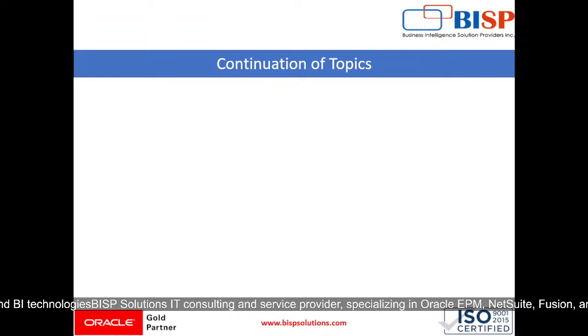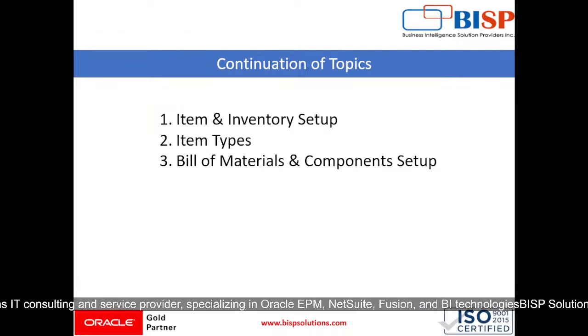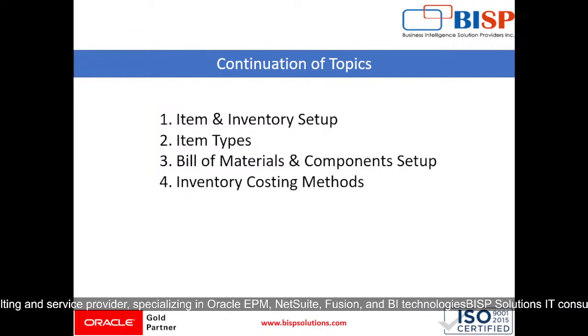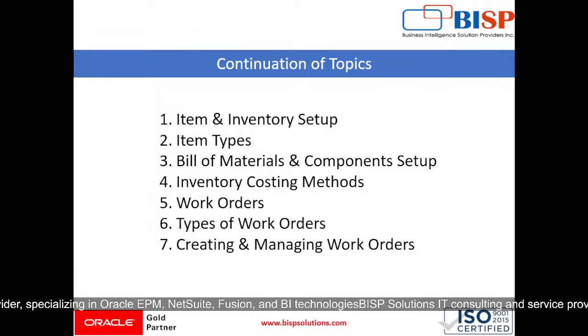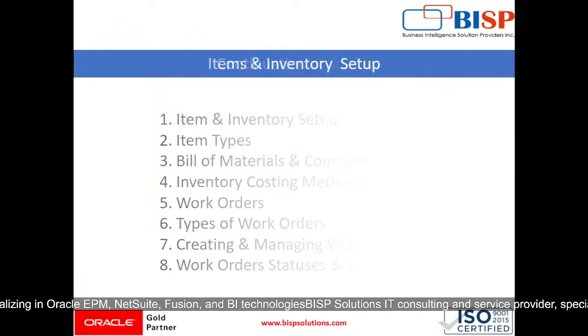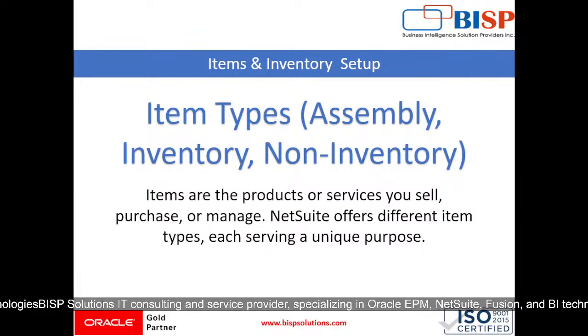Next is item and inventory setup: item types, bill of materials and component setup, inventory costing methods, work orders, types of work orders, creating and managing work orders, and work order status and tracking. So first comes our inventory and item setup. Item types include assembly, inventory, and non-inventory. Items are the products or services we sell, purchase, or manage. NetSuite offers different item types, each serving a unique purpose.